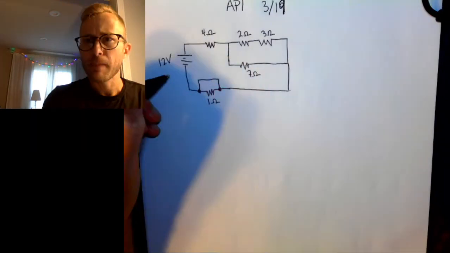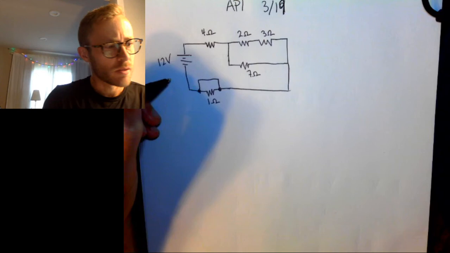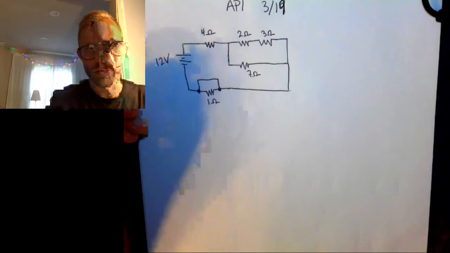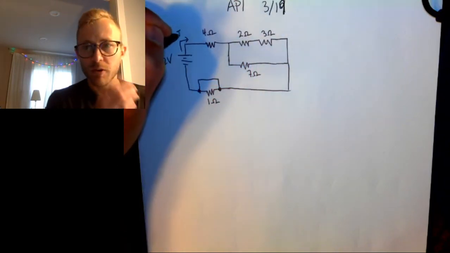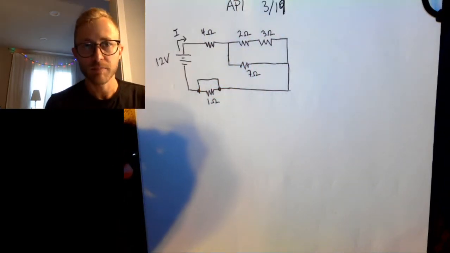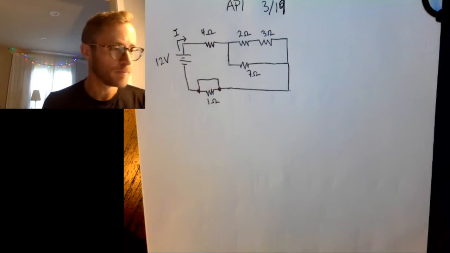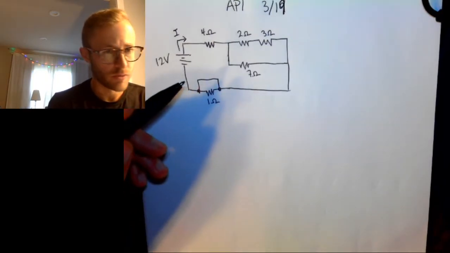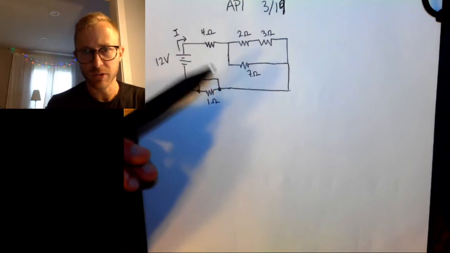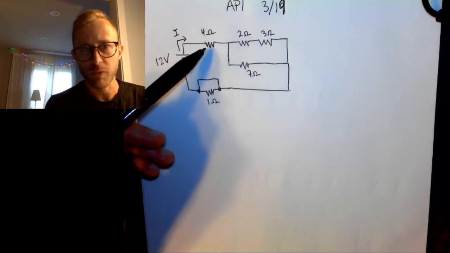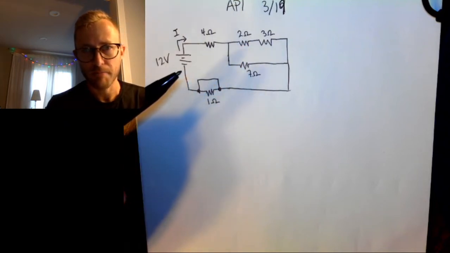I just wanted to do an example from yesterday. So we have a 12 V battery connected to some resistors. And what I want to figure out is the current flowing out of the battery. We're going to use the same rules that I taught you yesterday. I intentionally drew this circuit a little bit weird. You can see there's the 4 ohm resistor followed by the 2 ohm resistor.